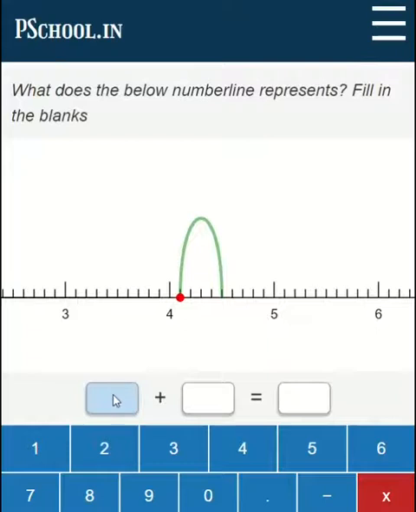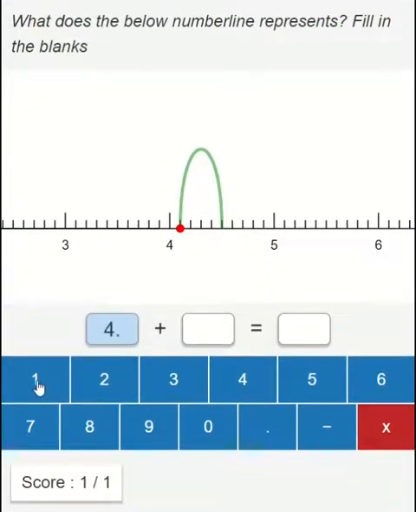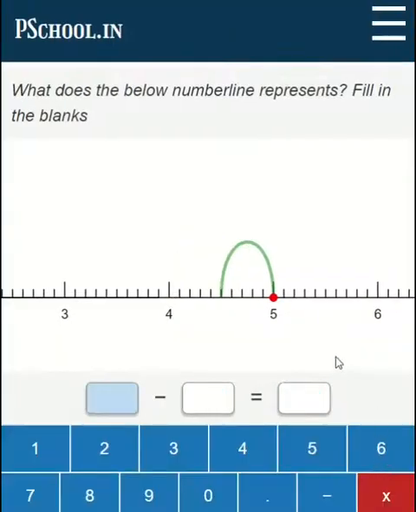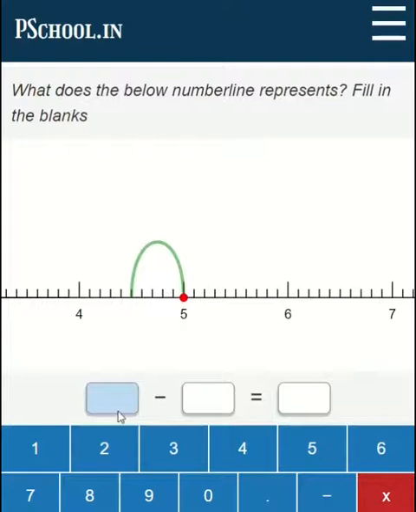The starting point is 4.1. 1, 2, 3, 4, that is 0.4. This problem gives us an idea about how to solve the decimal based problems. Next is 4.5. But this is a subtraction problem. We have 5 minus 0.5, and we get 4.5.